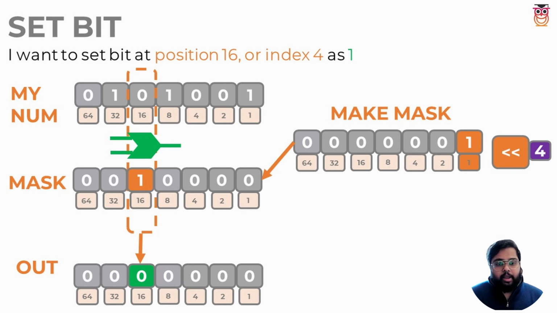To set a bit, we use the OR operation, because OR will only give you a 1 if at least one of them is a 1. So I'm going to take a 1 and I'm going to left shift it 4 times, and then I'm going to apply the OR gate and see what I get.